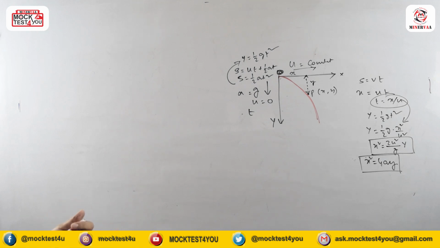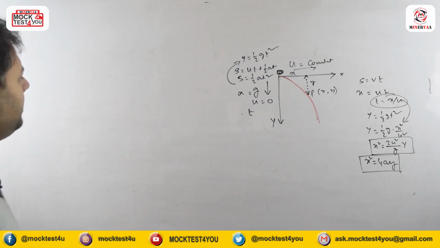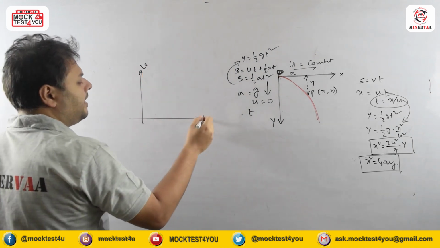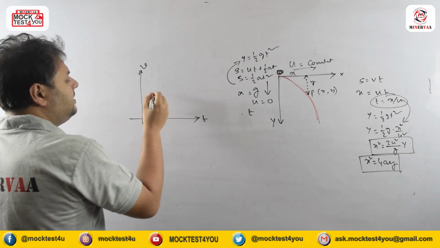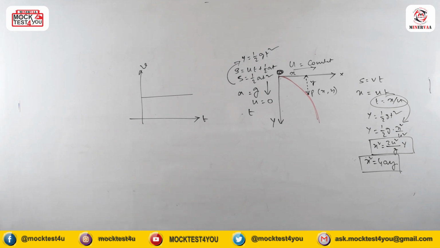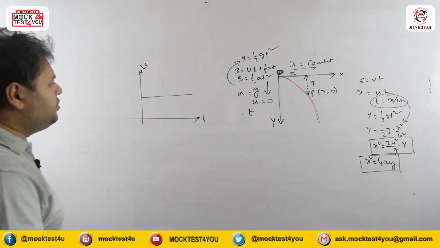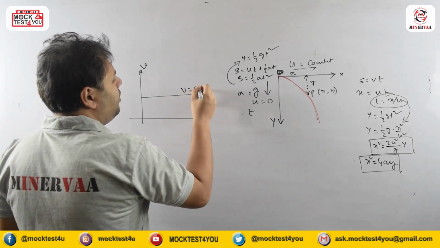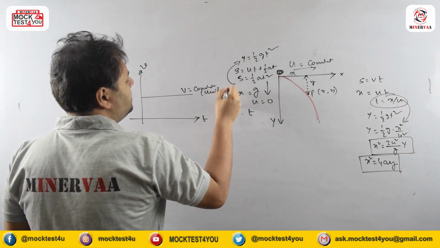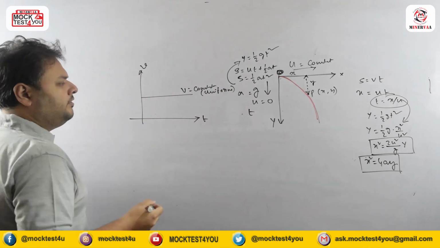Now from here I want to disclose some particular concepts of velocity time graph. If I draw a graph like this for a velocity time graph, then what is actually meant by this graph? Here, with respect to time, the velocity is not changing. When the velocity is invariant with time, it is called constant or uniform velocity.